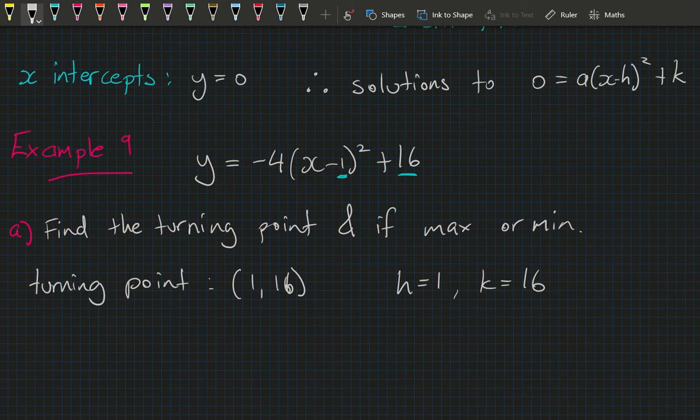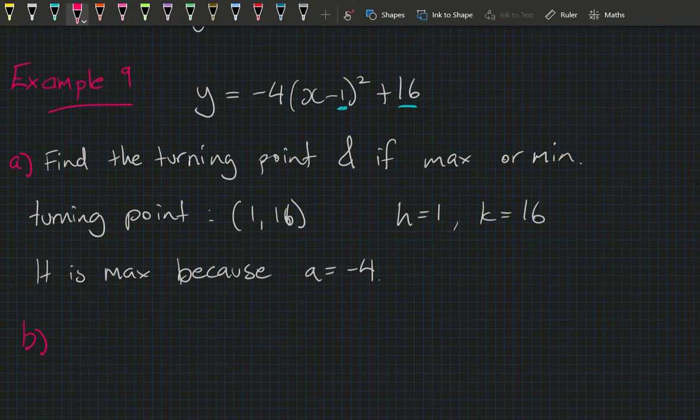All right, and the other half of the question was, is it a max or minimum? Well, as I said before, if a is less than 0, then it's going to be a maximum. So we know that the turning point is a maximum because a is -4. All right, that's pretty straightforward, right? So let's just get straight on to part B now, where we're going to find the y-intercept.